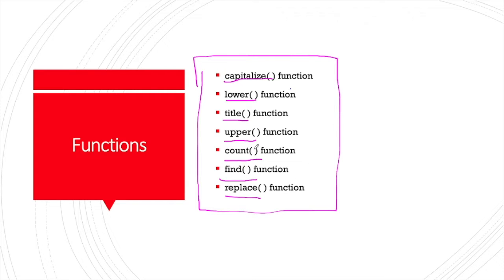The count function counts the number of occurrences of a specified phrase which you mention over here. The find function finds the first occurrence of the specified phrase you write over here. And the replace function replaces a specified phrase with another specified phrase, which you also give over here, both of them separated by a comma.